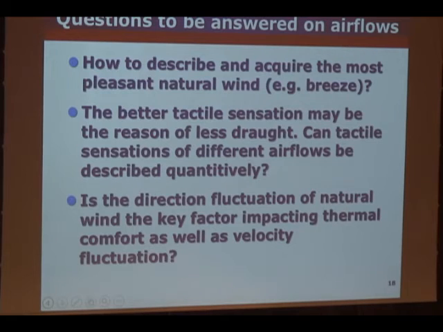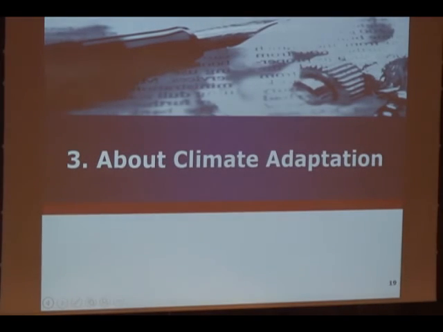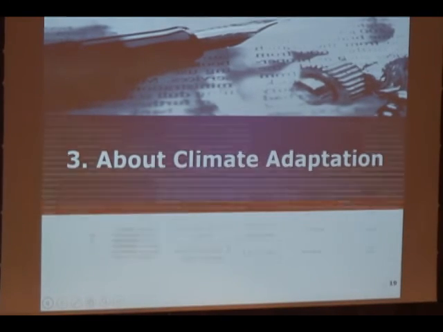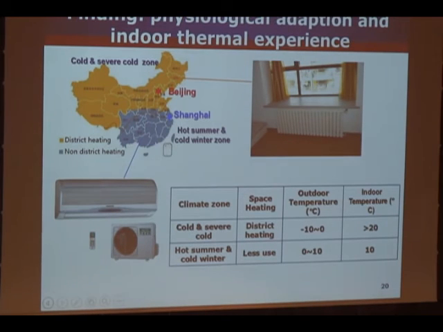I don't know. And is the direction fluctuation of natural wind a key factor impacting thermal comfort, as well as velocity fluctuation? Maybe, but it is more difficult to research. The third is about climate adaptation. In the past we would think that only free-running buildings have adaptation, but in fact, we found that even in heating and air conditioning environments, we also have climate adaptation.